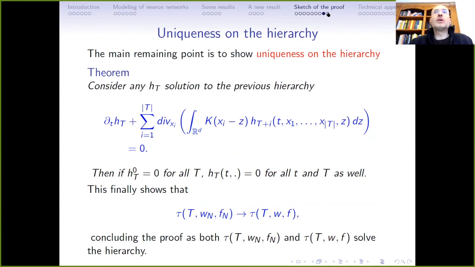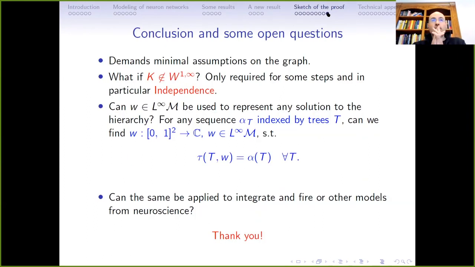And I will finish here. I think this is very interesting work because it demands minimal assumptions on the initial graph. Of course, there are still plenty of open questions, and I'm just going to emphasize two of them. First of all, what happens if K is not Lipschitz, so a more singular type of interaction? A very nice example of singular interaction are those integrate and fire models that I cannot handle so far. Can we do that? Because those, again, are much more realistic from a biological point of view.